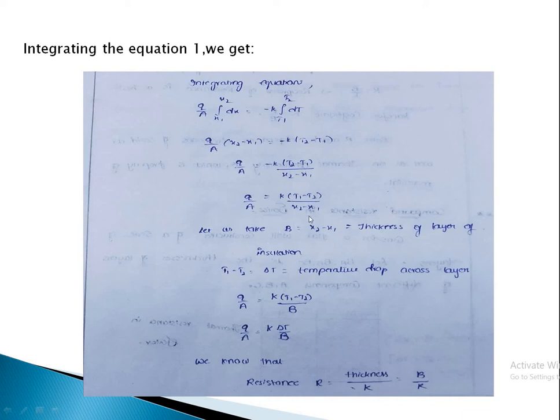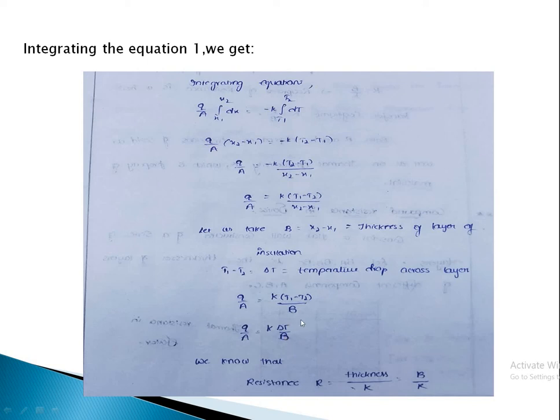Now let us consider x2 minus x1, which is nothing but thickness or length or distance. Let us consider this as B, the thickness of the layer of insulation. And T1 minus T2 is the change of temperature, which is denoted as delta T. So T1 minus T2 can be written as delta T, and x2 minus x1 is written as B.